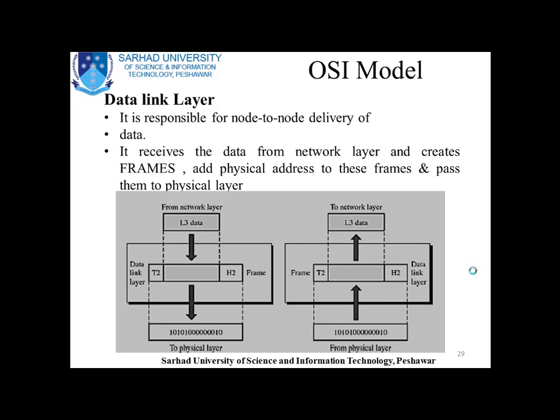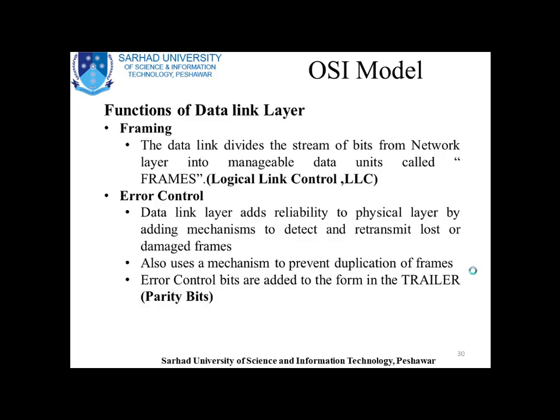So the data link layer is responsible for node to node delivery. It receives the data from the network layer and creates frames. Then it adds a physical address to these frames and passes them to the physical layer. You see, the diagram is showing the same process that I have mentioned above.